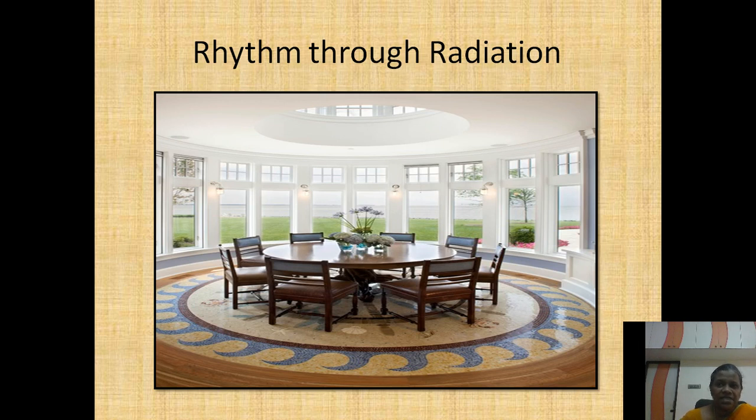So for rhythm, we have seen the four ways of achieving it. What are they? Continuous line movement. Next one is progression of the size. Then repetition of the shapes and rhythm through radiation.